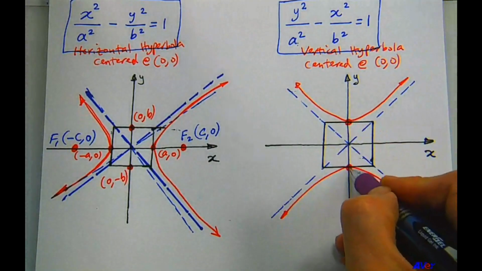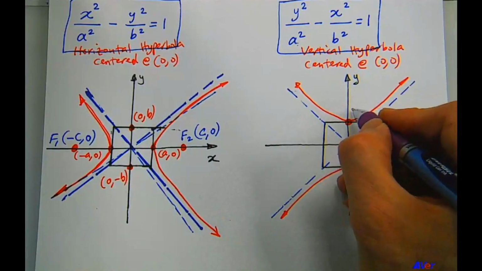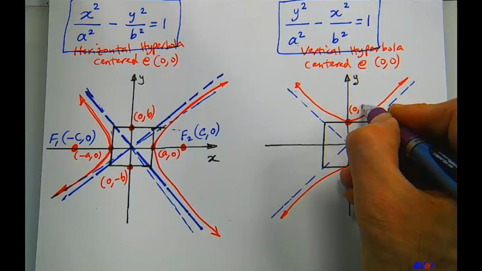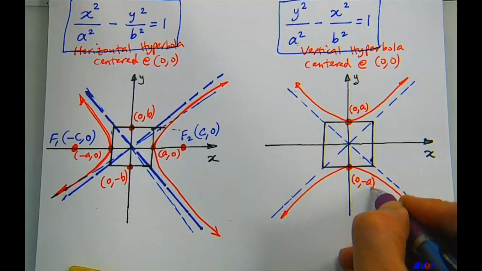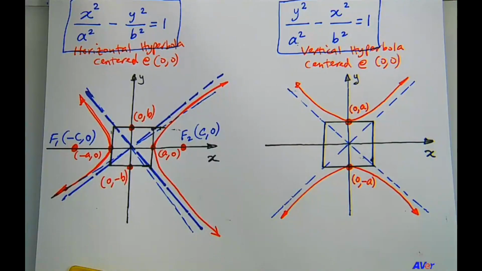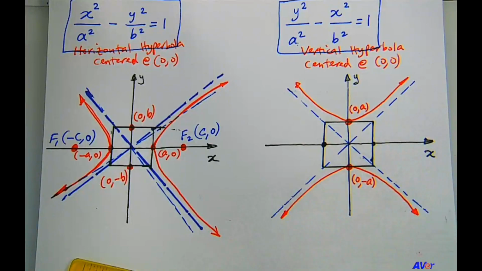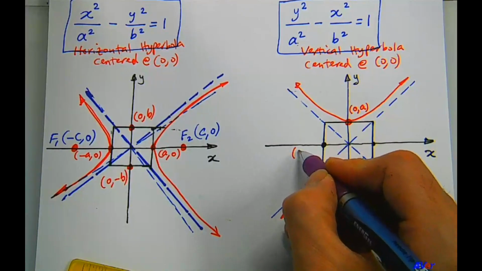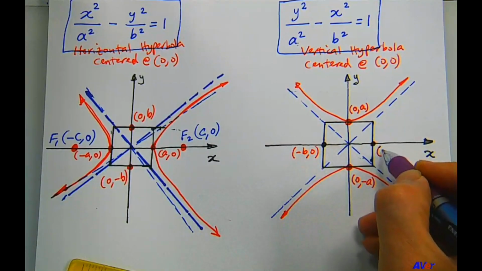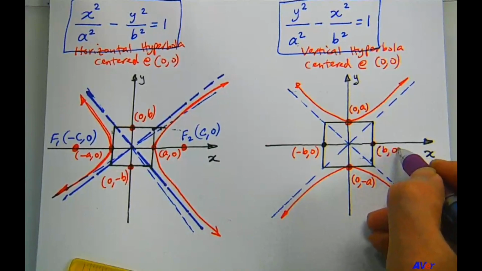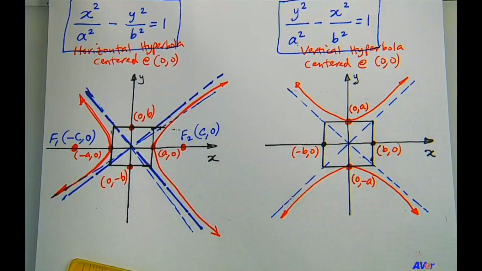Okay, so let's label these points. Once again, the vertices are associated with the quantity A, so that would be 0 comma A, and this would be 0 comma minus A, and these 2 points are the B values, so we'd have minus B comma 0, that point, and that point is positive B comma 0. Blue dashed lines are the asymptotes.